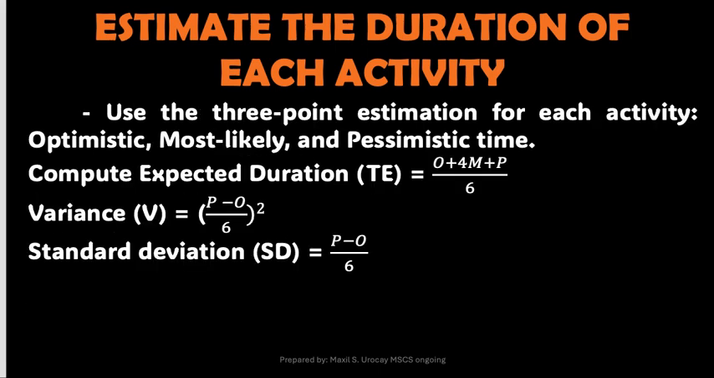Afterwards, estimate the duration of each activity by calculating everything. Use a 3-point estimate for each activity: optimistic, most likely, and pessimistic time. So you really have to get the expected time using the formula, O plus 4M plus P over 6. For the variance, the formula is (P minus O over 6) squared. And the standard deviation will be P minus O over 6.